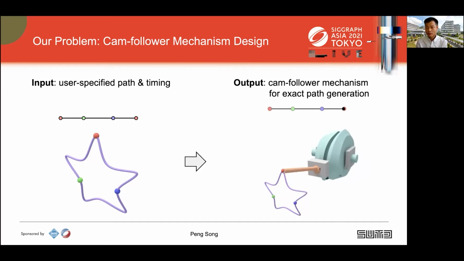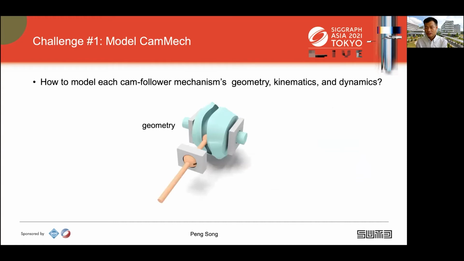To address this problem, there are 3 challenges. The first challenge is to model each CamFollow mechanism, including parameterizing its geometry, computing its kinematic equation, and dynamic equation. The purpose of this modeling is to understand how our CamMech works, as well as its kinematic and dynamic behavior.